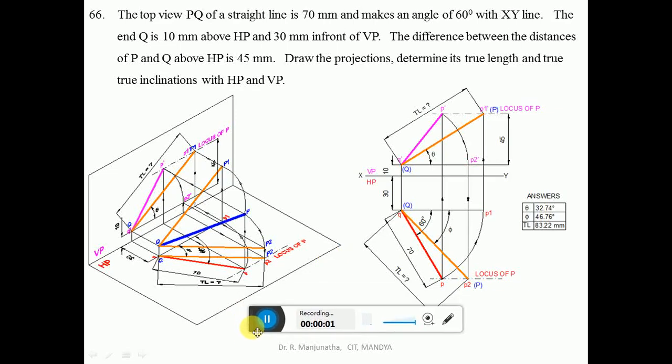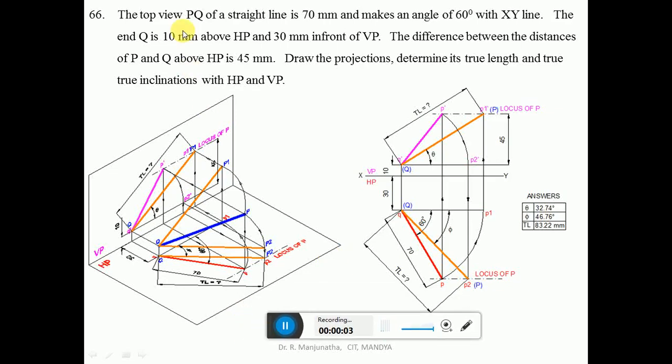Now, the top view PQ of a straight line is 70 mm and makes an angle of 60 degrees with the XY line. The line PQ is 10 mm above HP and 30 mm in front of VP. The difference between the distances of P and Q above HP is 45 mm. Draw the projections and determine its true length and true inclination with HP and VP.